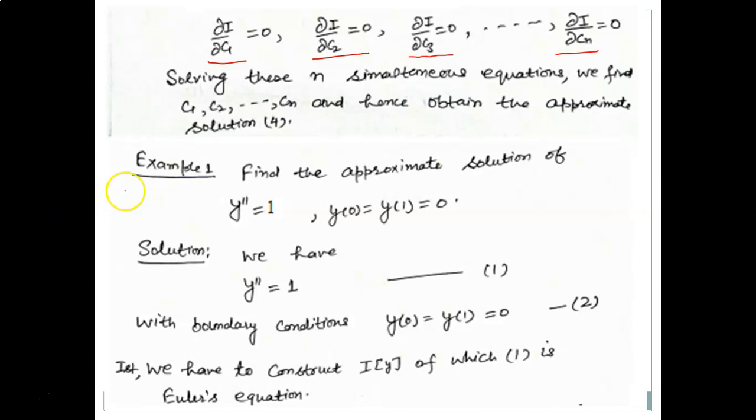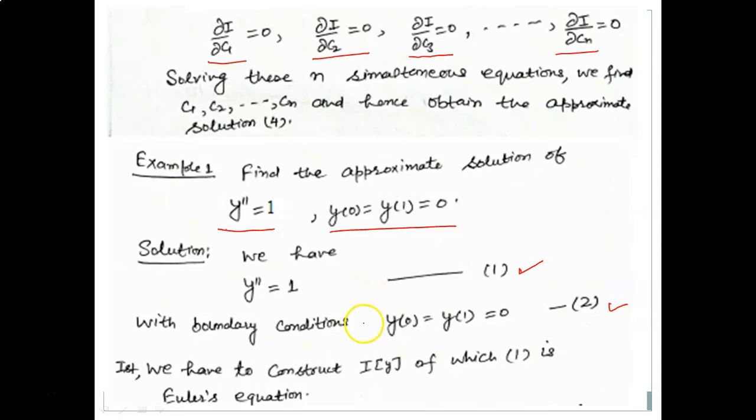Now let us see one example. This is the first example. Find the approximate solution of this boundary value problem. So here you see this is the differential equation and these are the boundary conditions. Here we have y double dash equal to 1 with boundary conditions y at 0 and y at 1 equal to 1. This is equation 1 and this is equation 2.